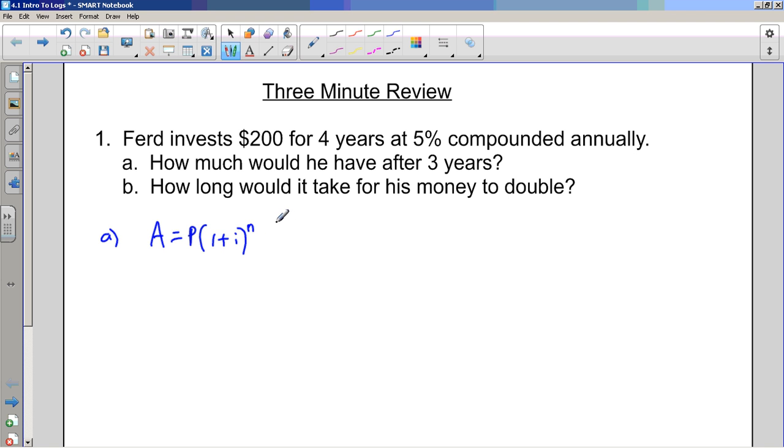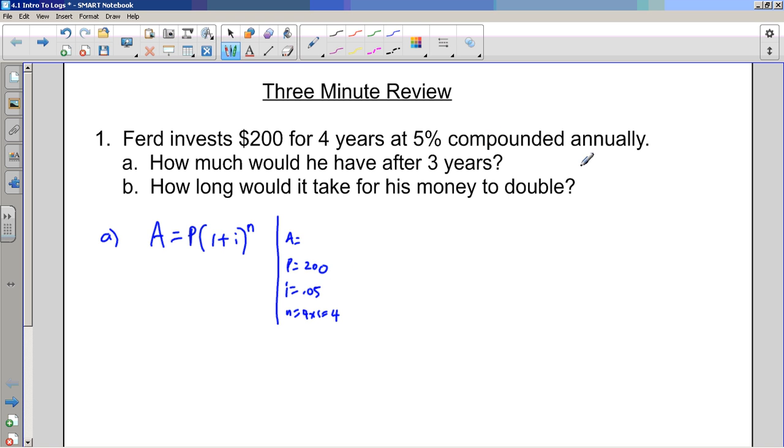So for A, Fred invests $200 for 4 years at 5%. And how we do these is we figure out what A, P, i, and n are. $200 is the amount that Fred invested for 4 years, compounded annually. Since it's annual, the number of interest periods is just 4. The interest rate, since it's annual, is 0.05.